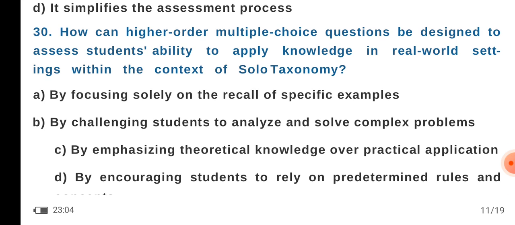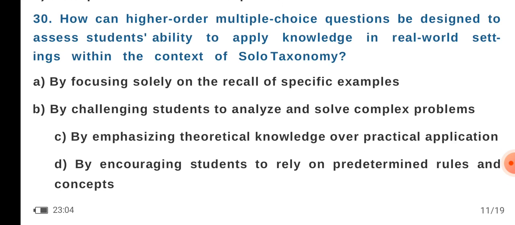So, this is the question number 30. How can higher order multiple choice question be designed to assess students' ability to apply knowledge in real-world settings within the context of solo taxonomy? Parang binalik na rin doon. Marami yung mga binalik nila ng mga questions. Anyway, mas maganda rin yun para ma-internalize natin yung mga possible question.